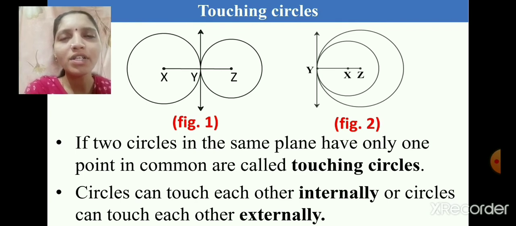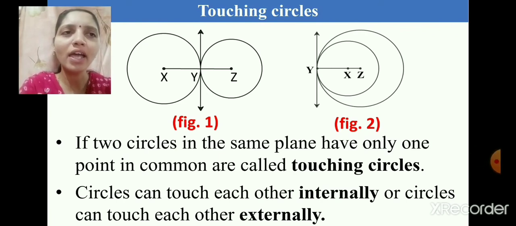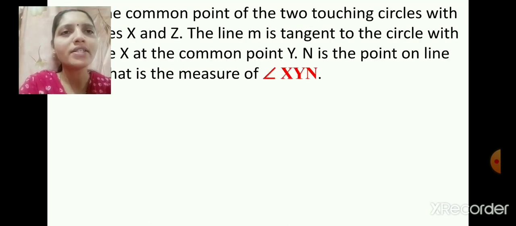Now what is the meaning of internally and externally? In the first figure, the circles are touching externally, and in the second figure the smaller circle is inside the bigger circle and they have only one common point. Such circles are called internally touching circles, where the smaller circle will be inside the bigger circle.